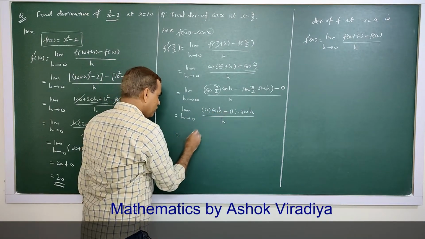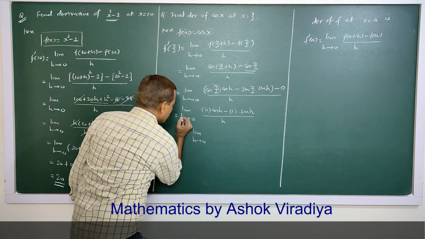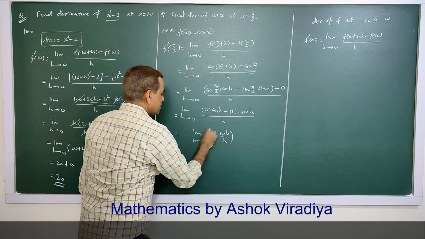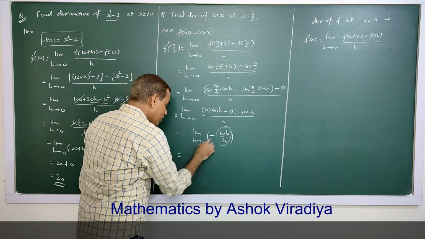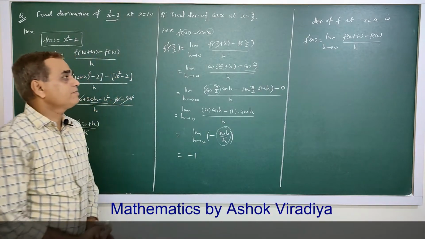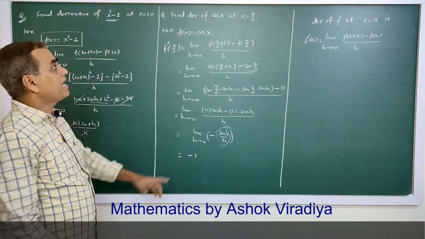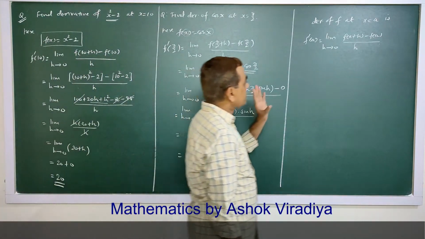So this is now minus limit h tends to 0. What is left? Minus sin h upon h. And limit of this function is 1 as h tends to 0. So it is minus 1. So derivative of function at pi by 2 is minus 1. So this is the application of this definition.